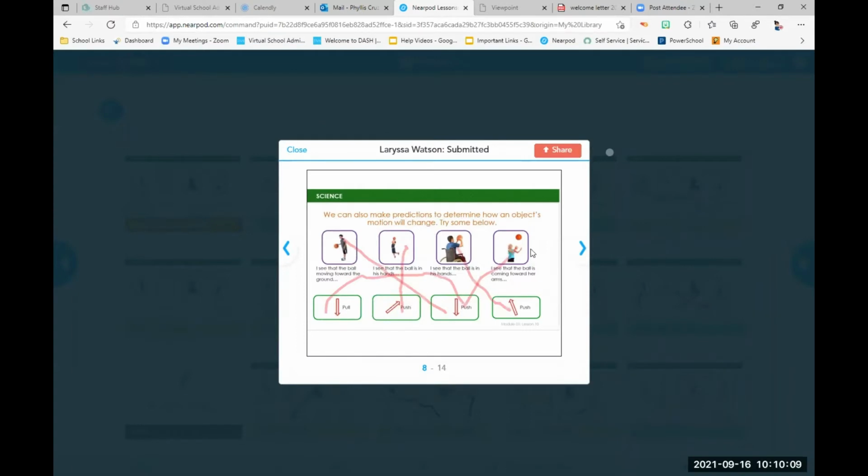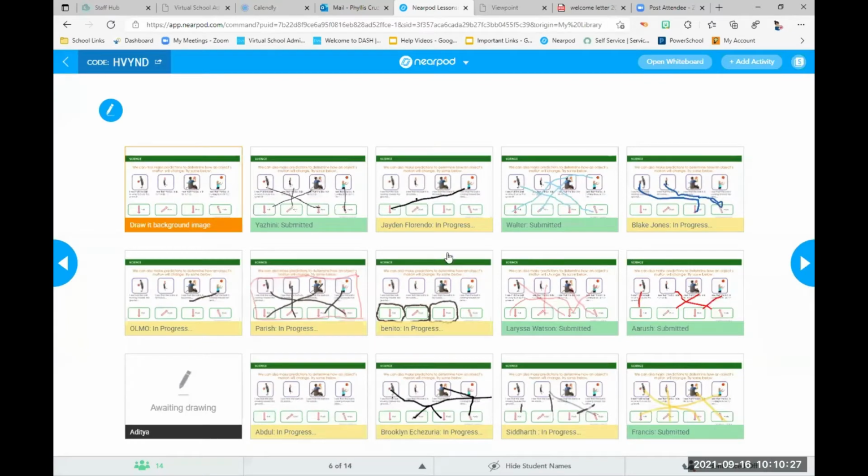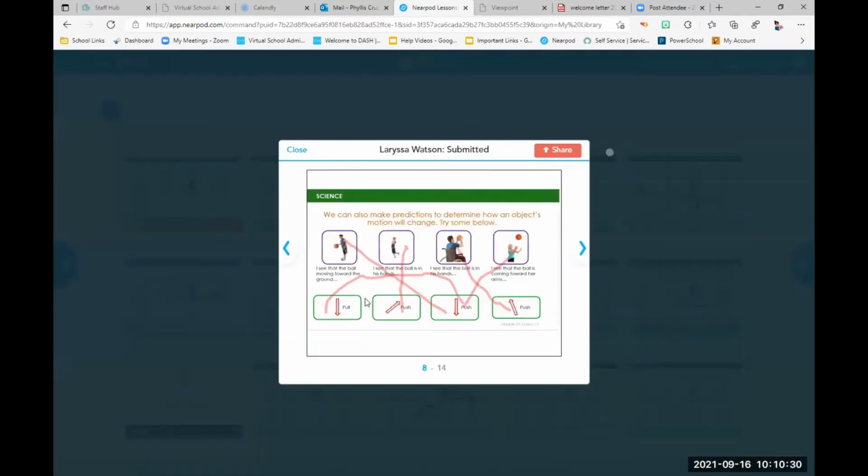Okay, so this girl, and if you want to act it out, you can. Imagine a ball is coming at you. You're going to grab it and pull it toward you. So the girl is actually pulling, and all the others are pushing. Every other one, you'll see the kid is pushing the ball toward the ground, into the basket, toward his friend.